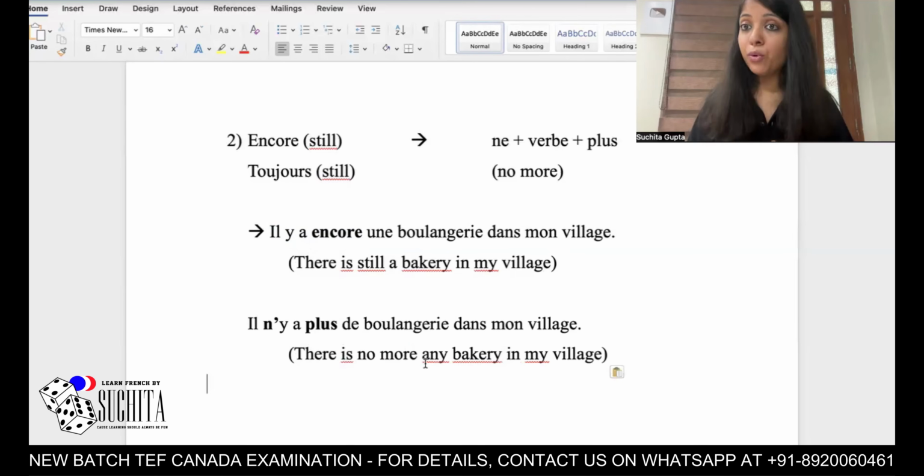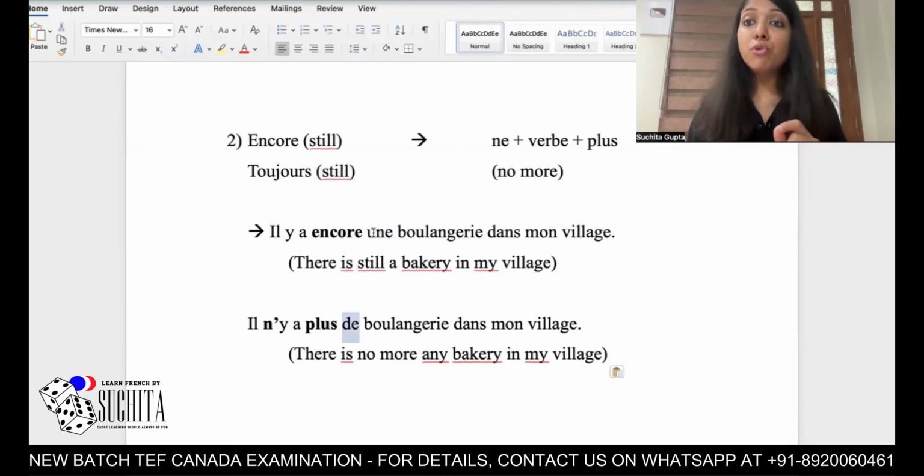Il n'y a plus de boulangerie dans mon village. Now, if you see over here, what you have is the indefinite article. If you remember in the first part of negation, I taught you, if you have indefinite articles or if you have the partitive articles in your sentence, while negating, those articles change into de. So I've applied the same rule over here.